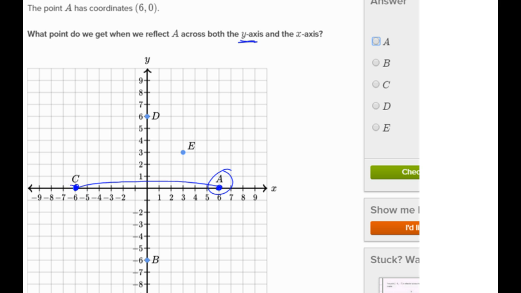Now, notice what happens. I'm right back there in the same spot again. So it doesn't change because it's actually on the fold line. Okay, it doesn't change because it's on the fold line. So where is that point now? After we reflect A across the y and then across the x, we are at point C. Point C. Let's take a look at another one.